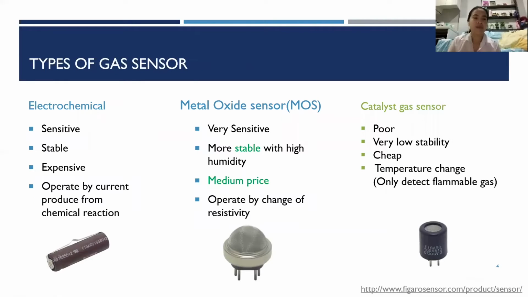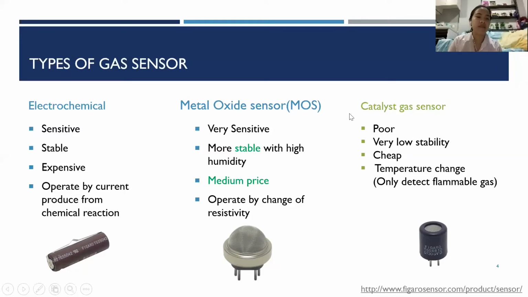There are many types of gas sensors, but in this slide are the most used types. The first one is electrochemical. This one is sensitive and stable, but it's expensive. An electrochemical gas sensor is operated by the current produced from a chemical reaction inside the gas sensor. Next is the metal oxide gas sensor. It's very sensitive, more stable with high humidity, and has a medium price. It's operated by change of resistivity.